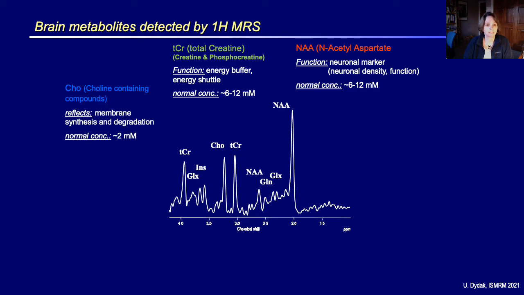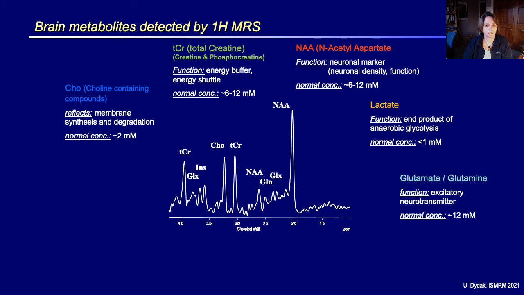We have choline-containing compounds that are involved in membrane synthesis and degradation, and therefore play a big role in cancer. We have lactate, which is typically not seen in the healthy brain, but is an end product of anaerobic glycolysis and therefore often elevated in a lot of pathophysiologies.